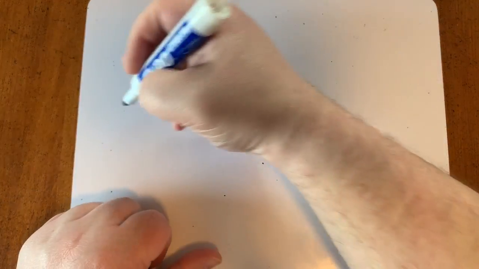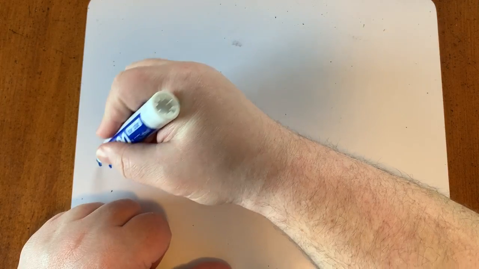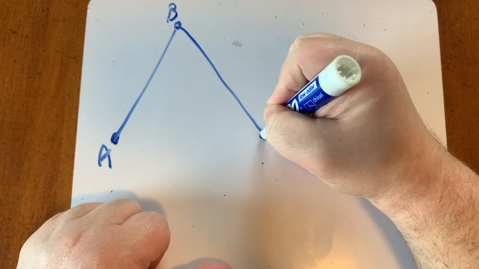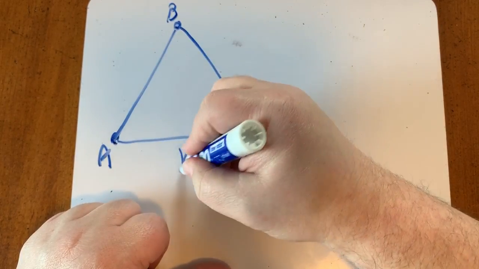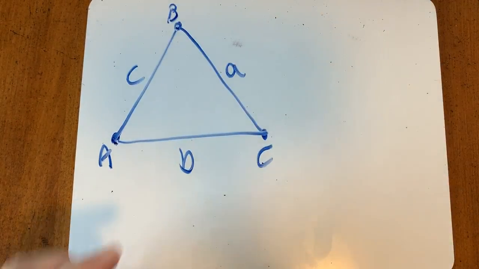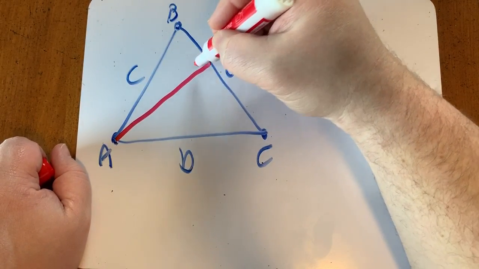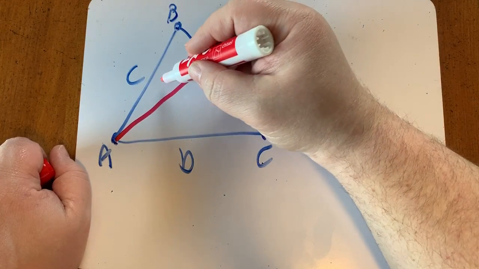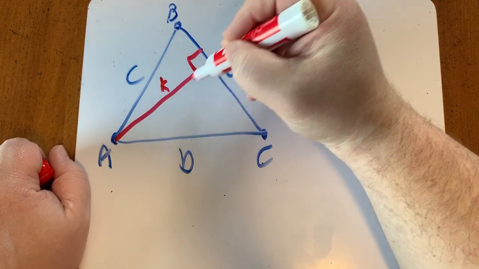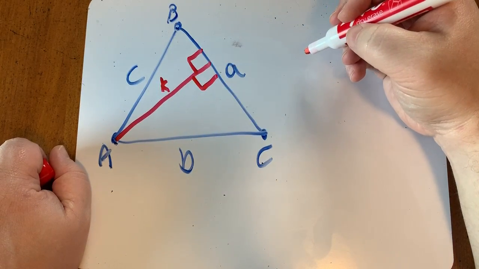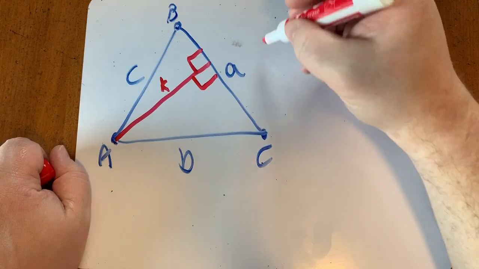So we have our triangle ABC. But this time, instead of drawing the altitude from B, let's draw the altitude from A. And I already used the variable h, so I'm just going to use the variable k here. So now we have two right triangles.